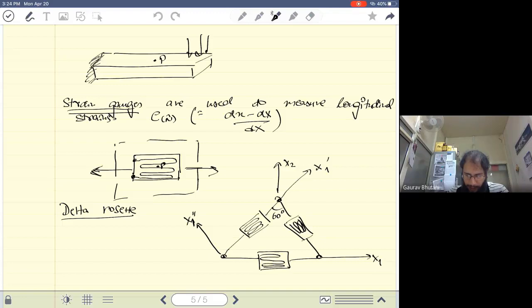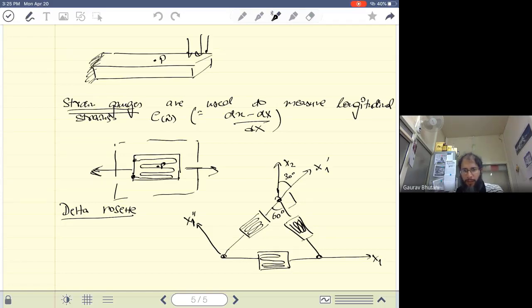Then this angle becomes equal to, so we have 90 degrees here, 30 degrees. So this is called a delta rosette.